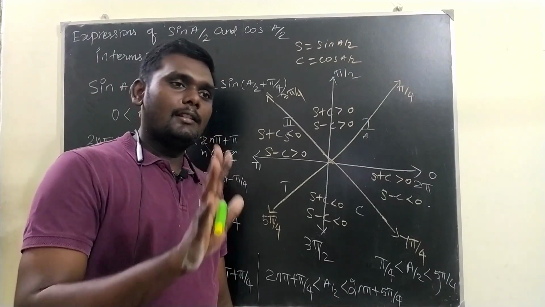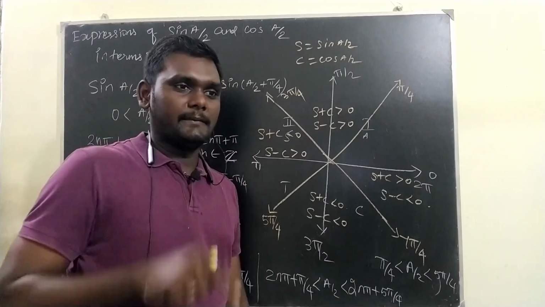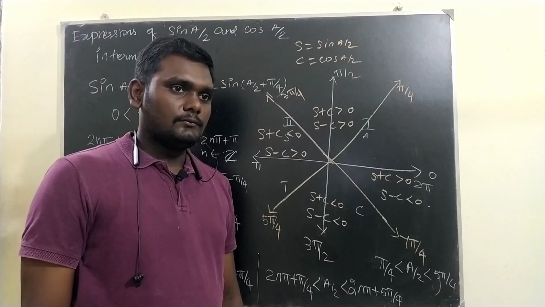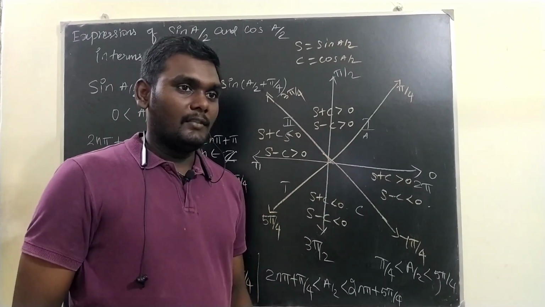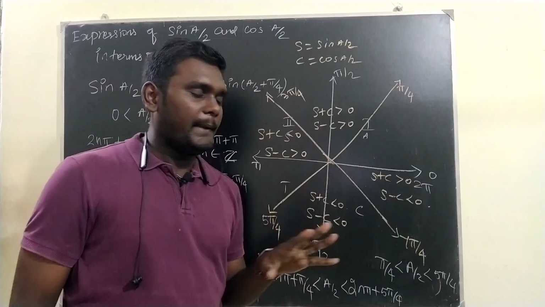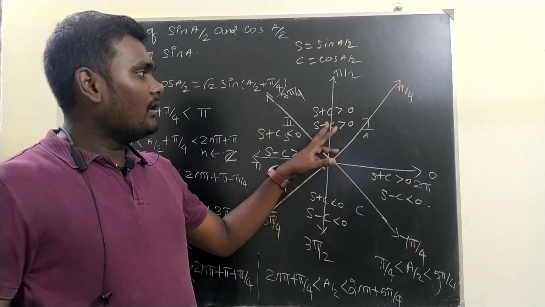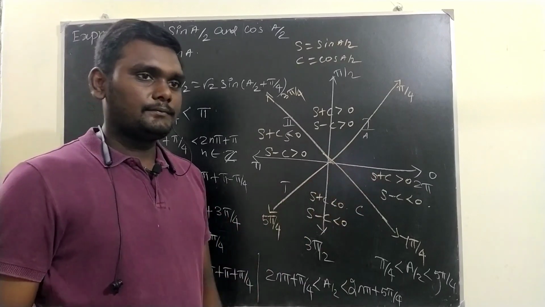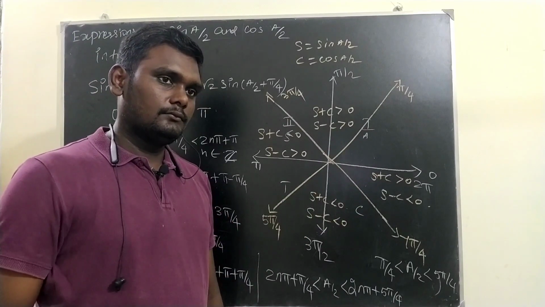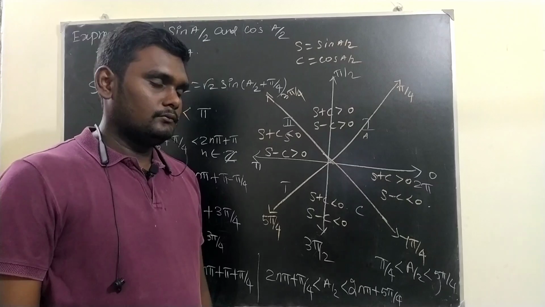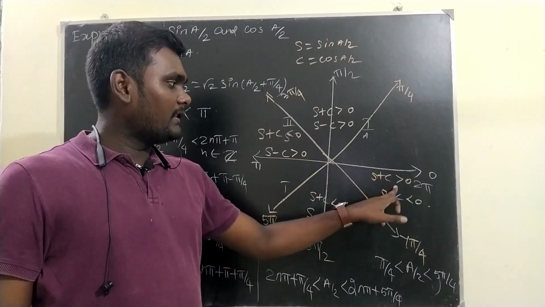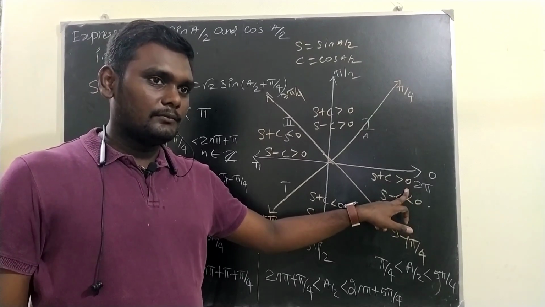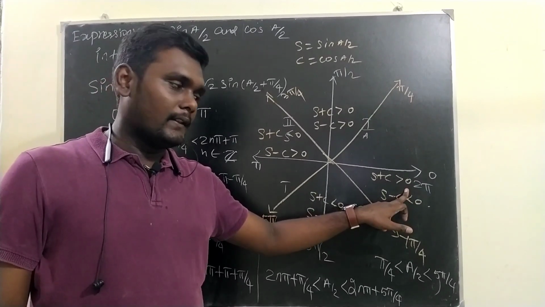Suppose you are calculating the value for 9 degree. 9 degree means what? It's half of 18 degree. That I will tell you how to calculate 9 degree. So 9 degree will fall in which category? Zero to pi by 4. So in between this quadrant, S plus C is what? Positive. So we will take the positive result.